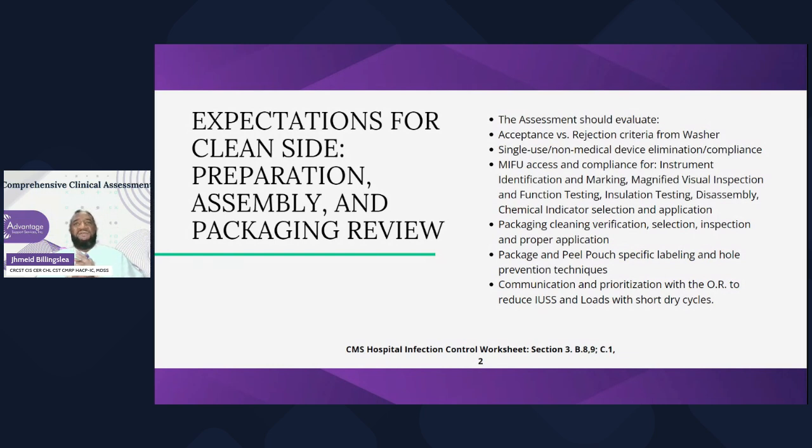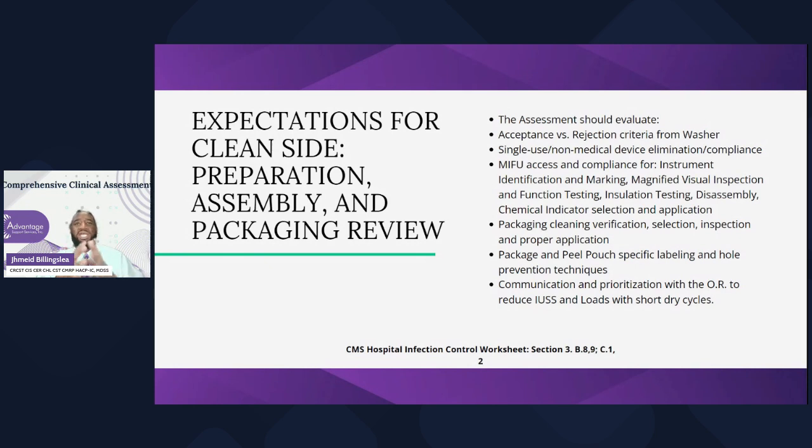Packaging, cleaning verification, selection, inspection, and proper application. Are you using the best packaging? Is that packaging validated for the sterilization method that you use? Package and pill pack specific labeling. You can't have general pill pack 1, 2, 3, 4, 5, 6, 7, 8, 9, 10 for patient tracing and patient tracking. If a patient gets an infection, then we want to be able to prove that all of our cycles were run properly and all our techniques were proper.